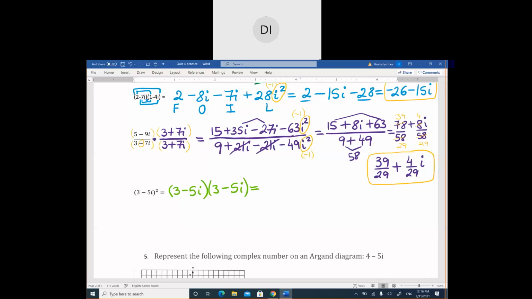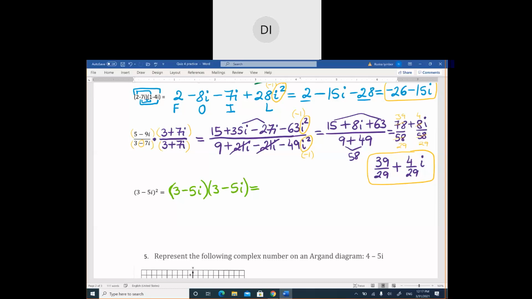If you have a higher exponent, you can use polar coordinates, and there are some formulas you can use, but this is the easier way to do it in this case, if it's only a square. So we're going to multiply 3 minus 5i by 3 minus 5i. You multiply the number by itself, the same number, two times, because that's what the square means. So you're doing the same as the one before when you FOIL.